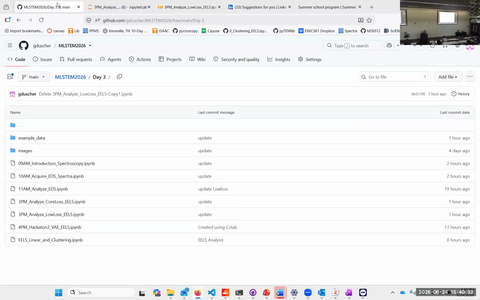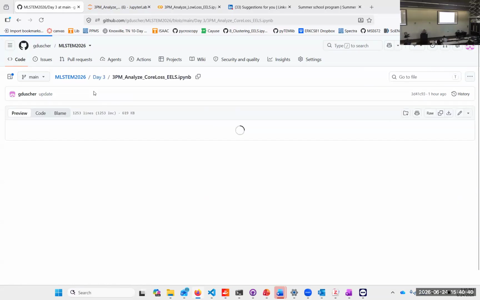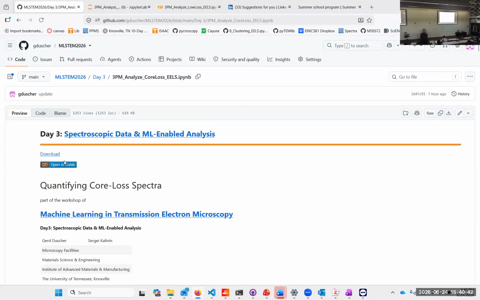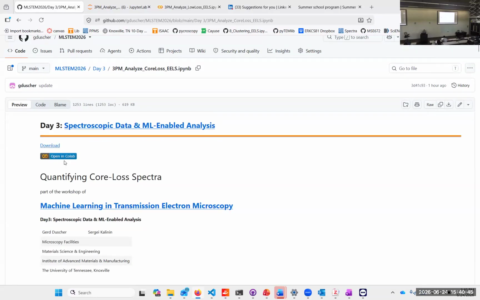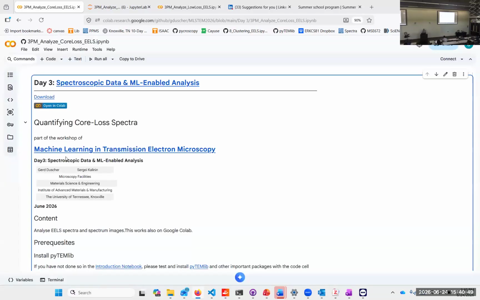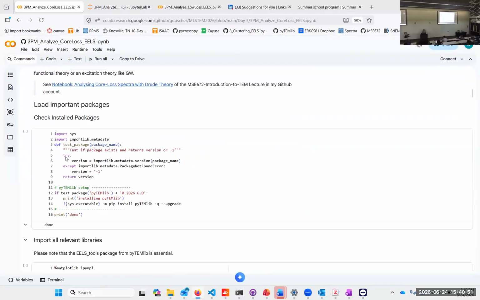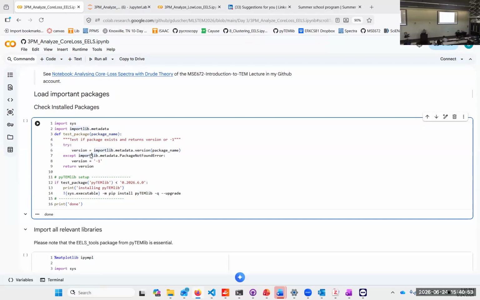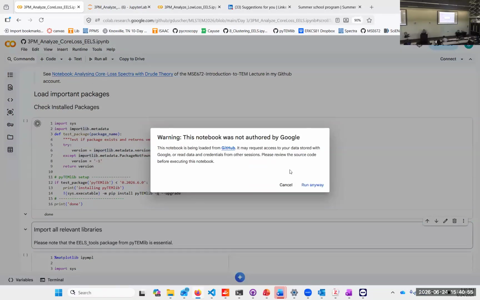So now we go to the core loss spectroscopy. We go to the 3 p.m. core loss spectroscopy notebook. We open it in Colab. Before I start talking, I download pyTEMlib to it, run anyway.